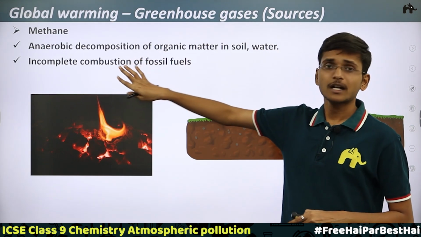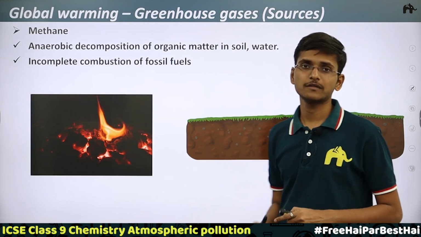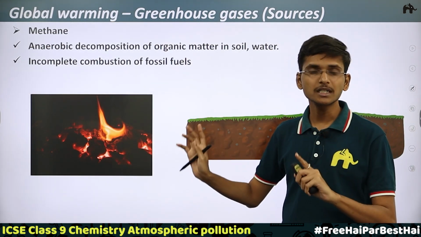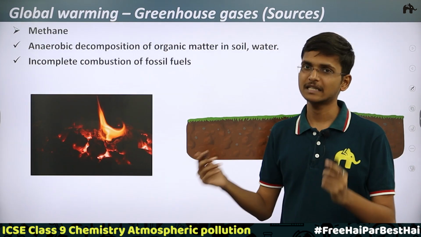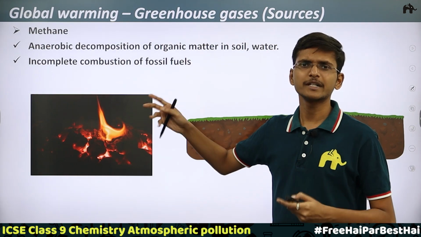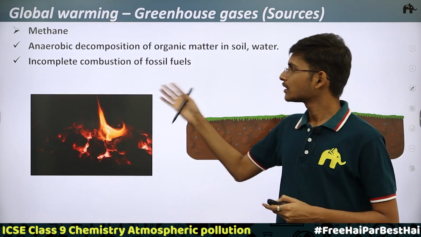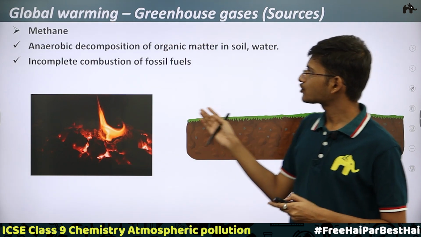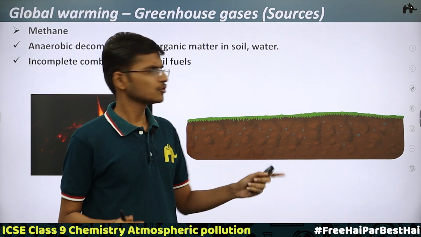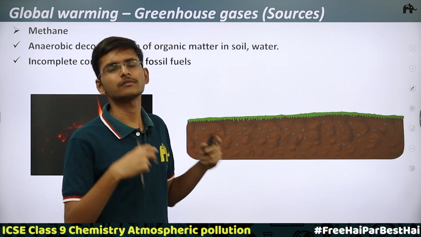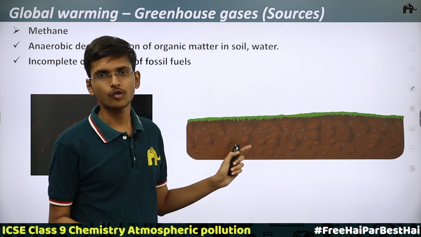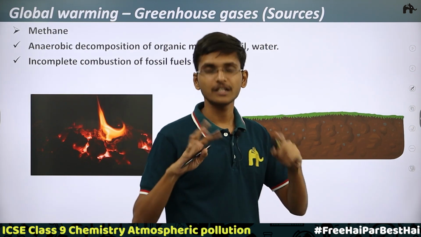Another important thing is incomplete combustion of the fossil fuels. When we burn the fossil fuels, if they are not completely burnt, they may give methane. Incomplete combustion means we are not completely burning the fossil fuels. And also the anaerobic decomposition takes place in soil. If this gets carried out naturally in the soil or water, then also methane gas is getting evolved.